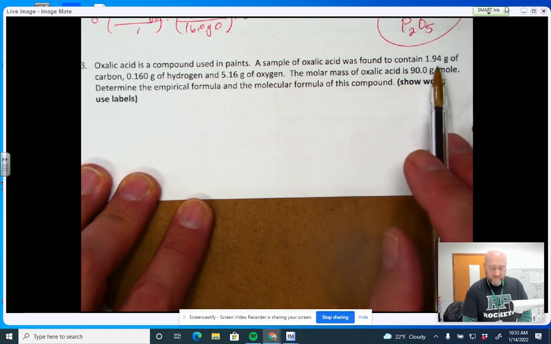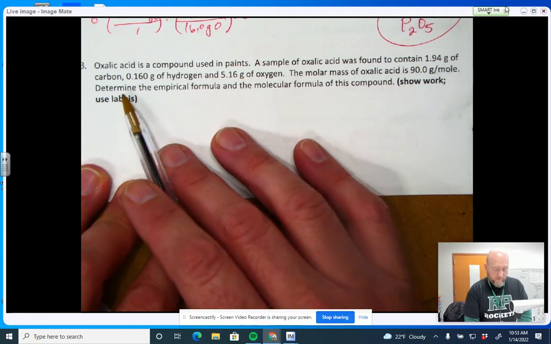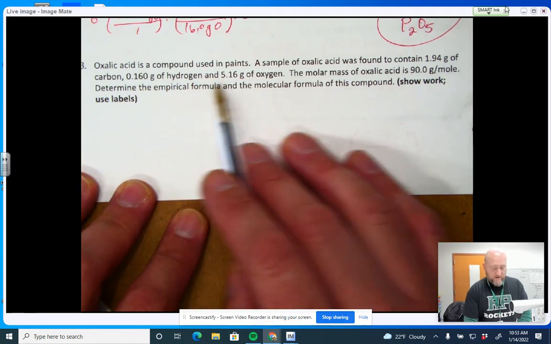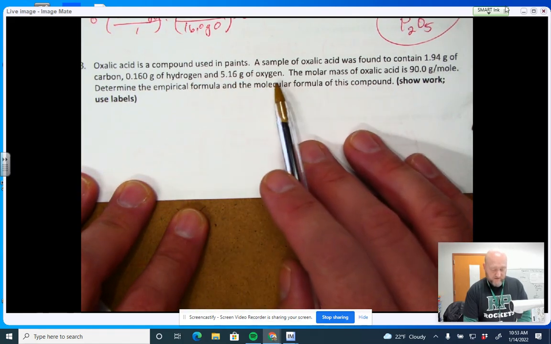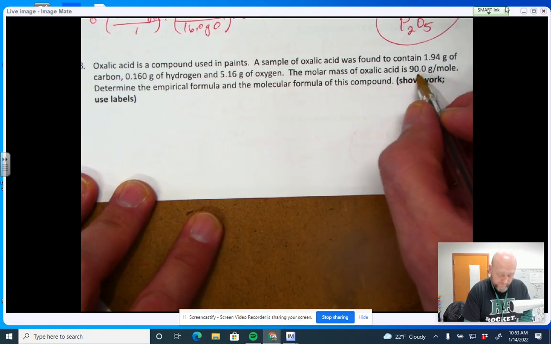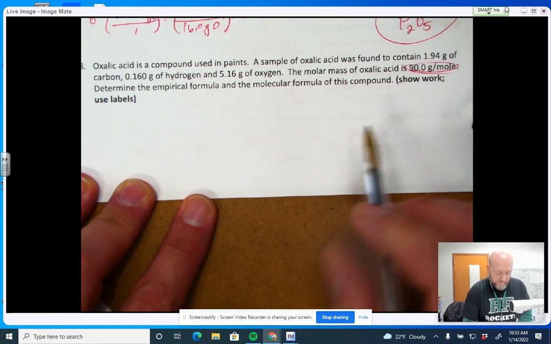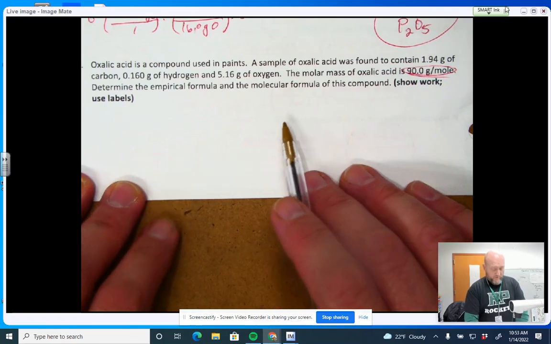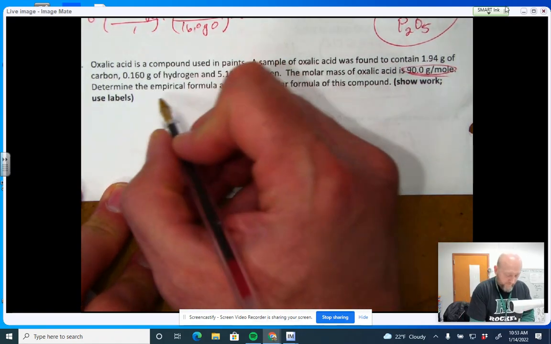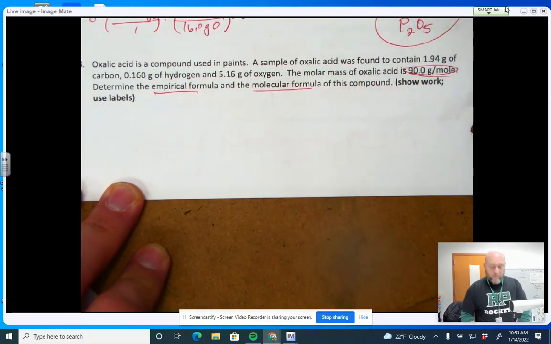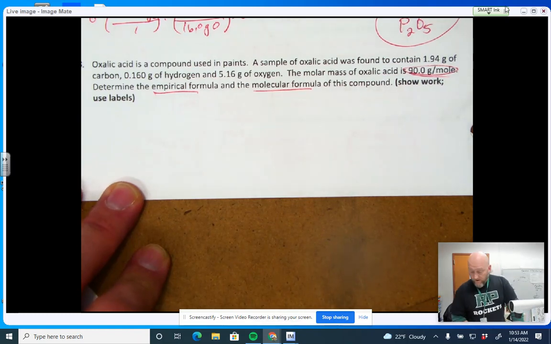A sample of oxalic acid has 1.94 grams of carbon, 0.160 grams of hydrogen, 5.16 grams of oxygen. The molecular mass is 90 grams per mole. We're going to use that here in a few moments. Determine the empirical formula and the molecular formula of this compound. So we're going to need to find both of those.